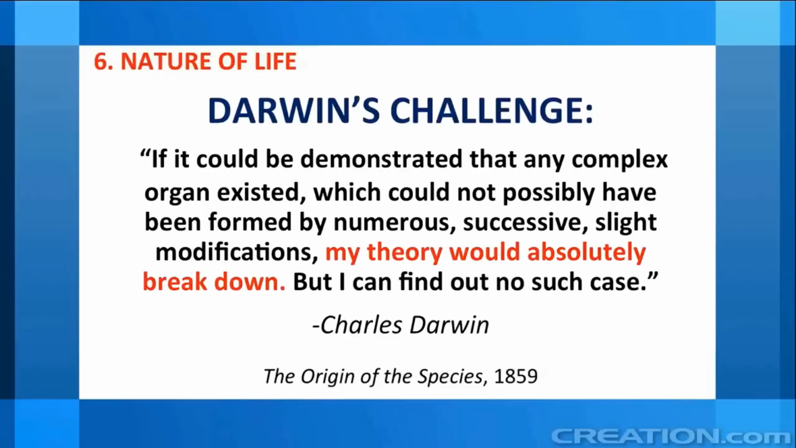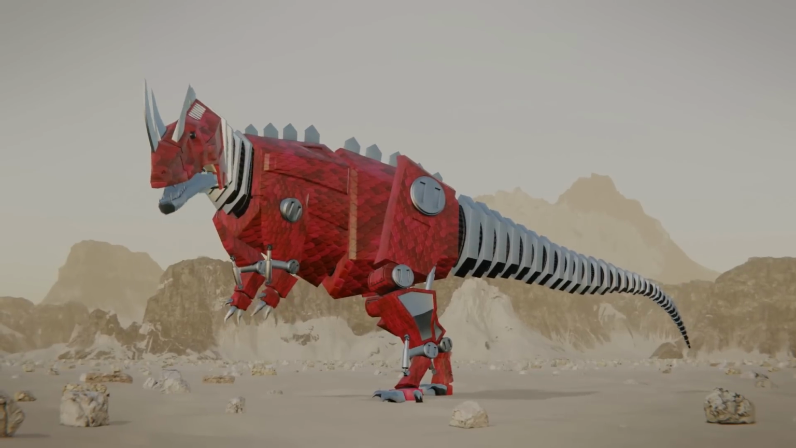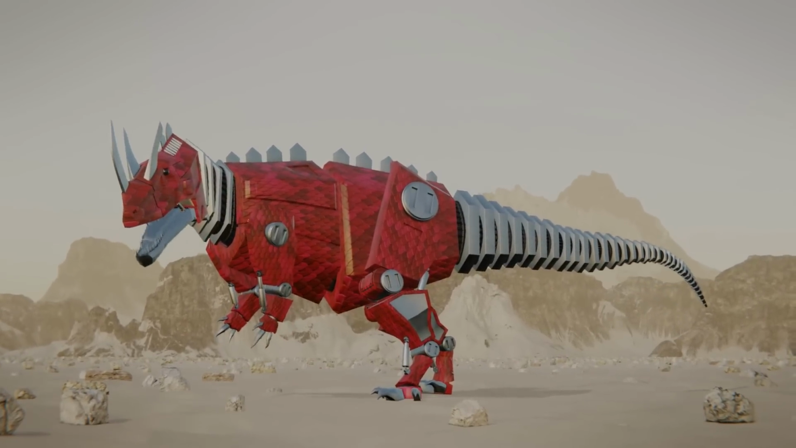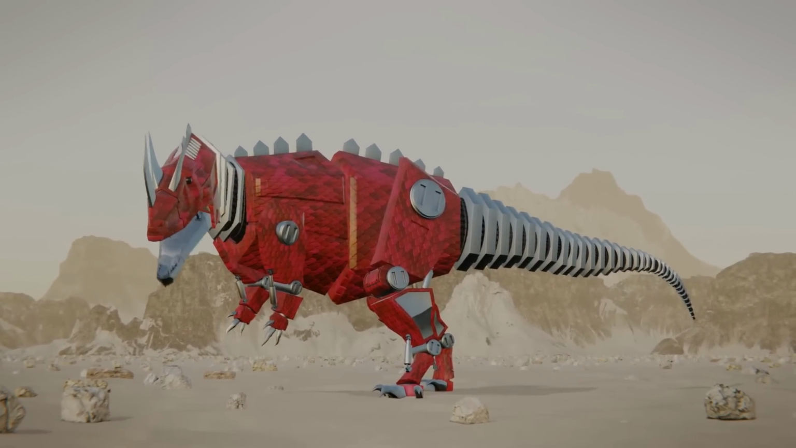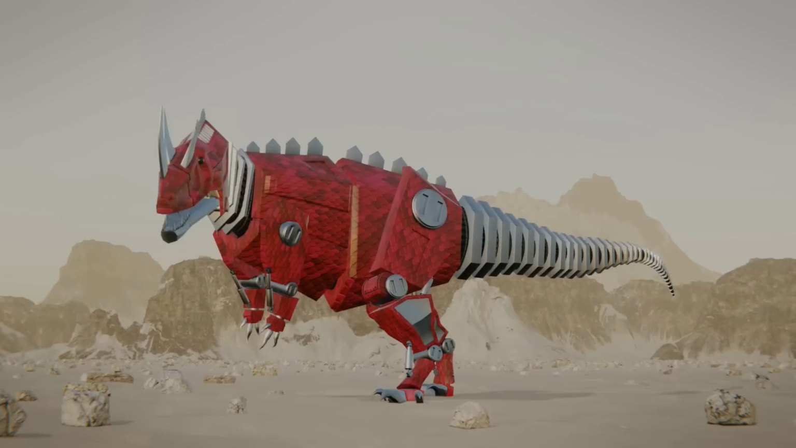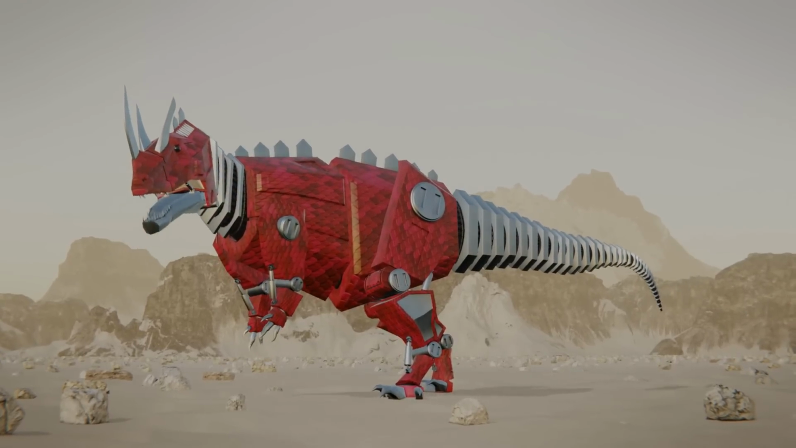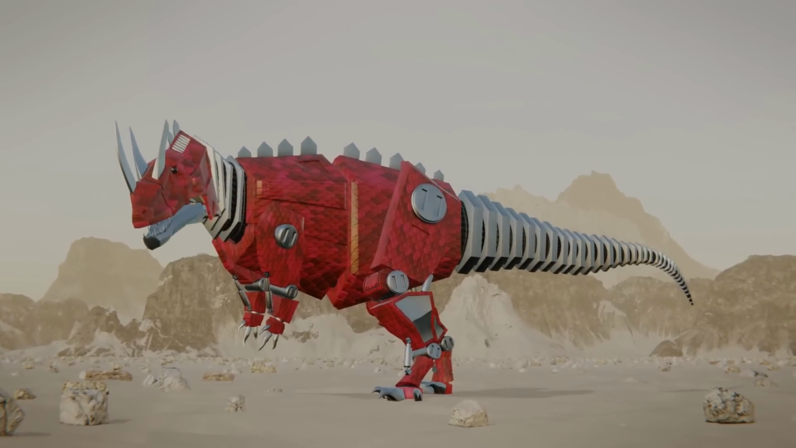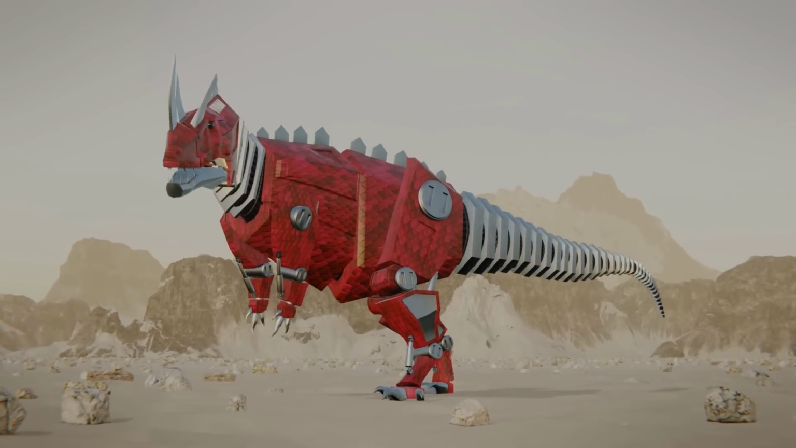Darwin's challenge said, if I could demonstrate that any complex organ existed which could not possibly have been formed by numerous successive slight modifications, my theory would break down completely. But I can find no such case. Well, why couldn't he find such a case? There were no such cases known then, and there are no such cases known now. That's why. But I did notice that we've gone from abiogenesis to the origin of organs with no mention of the fact that these are very different things. Slick Sanford, very dishonest and very slick.